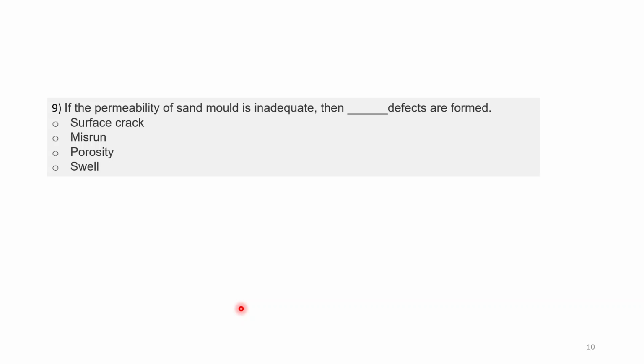Next question is, if the permeability of the sand mold is inadequate, then which defect is found? So which defect do you think will occur? You can try to answer in the chat box. Your options are surface crack, misrun, porosity and swell. So which one should be the correct answer? Okay, so the answer will be porosity.